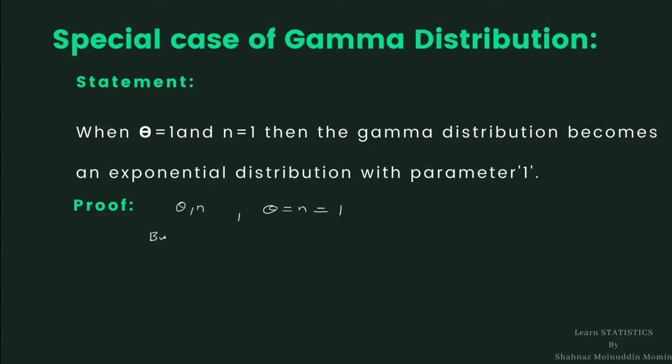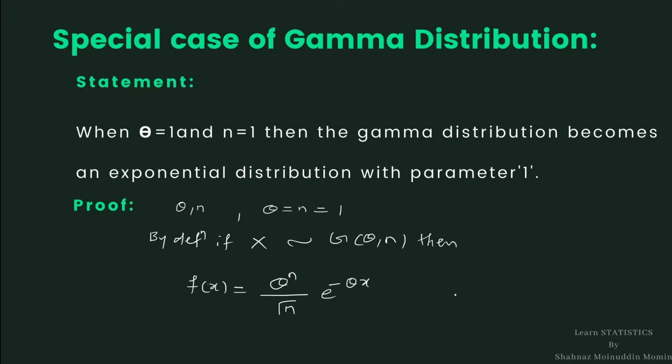By definition, if x follows gamma with parameters theta and n, then the PDF of gamma distribution is theta raised to n divided by gamma n, e raised to minus theta x, x raised to n minus 1, for x greater than or equal to 0, theta and n positive.